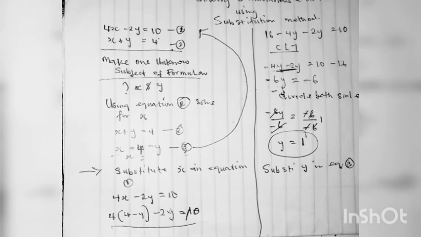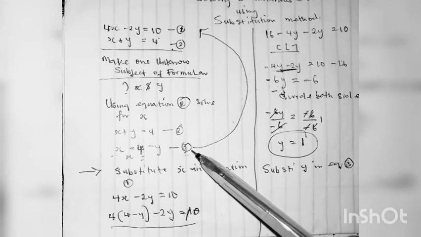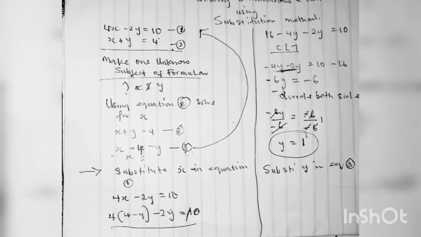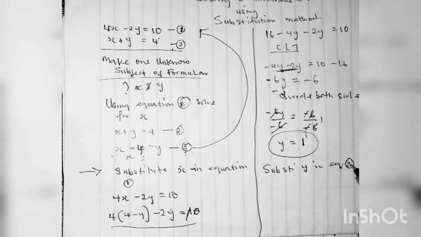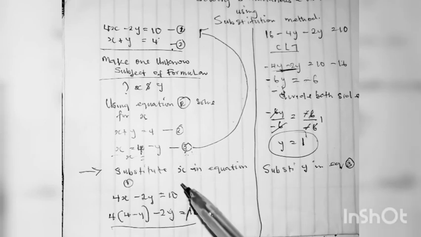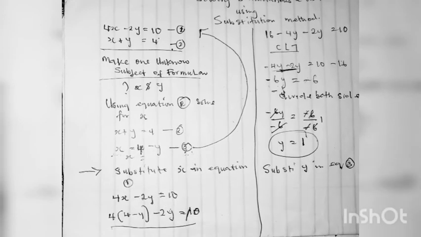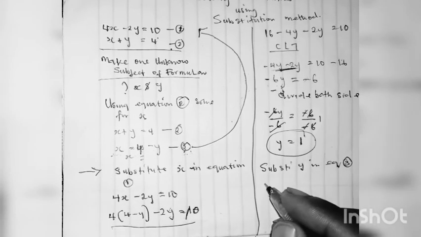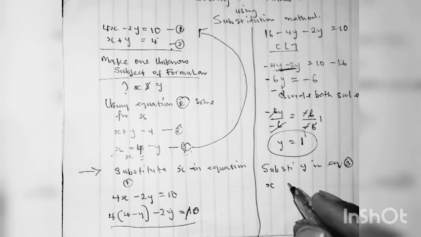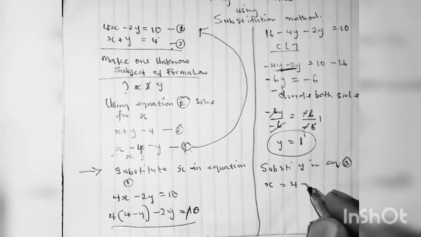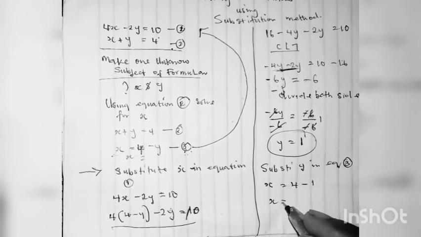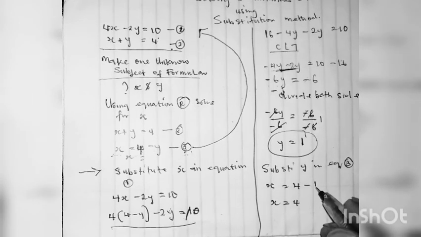Why do we pick equation 3? Why can't we pick equation 2? Any of the equations is applicable, you understand? But here we are picking equation 3. It is very sensible since we are looking for x. It's very sensible to take equation 3 because x is already equal to what we are looking for. So we say equation 3 is x equals 4 minus y.